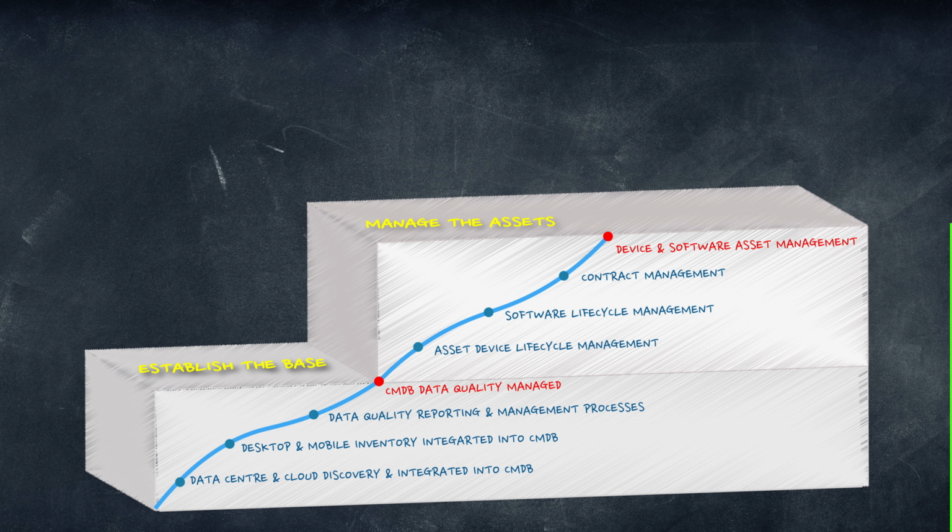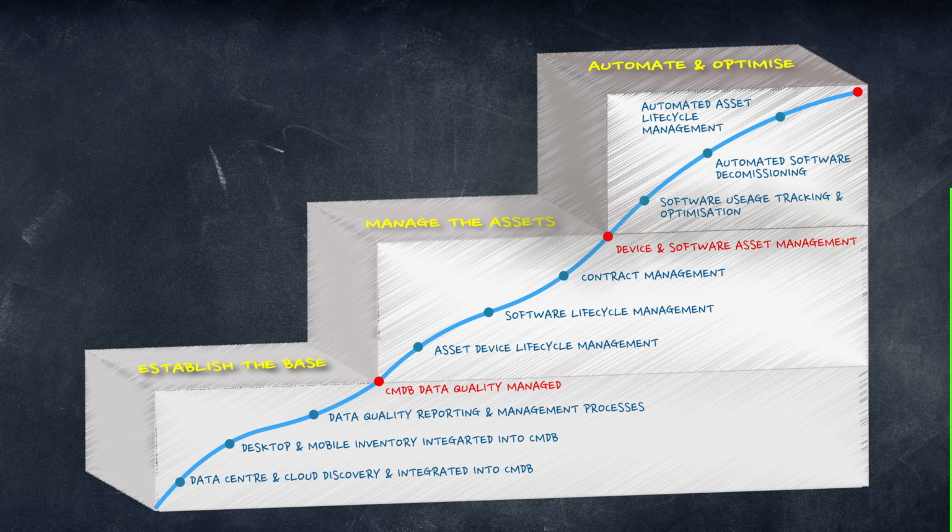Now that you have the relevant assets in the CMDB, start to manage the assets. This includes bolstering up asset lifecycle management, software lifecycle management, and contract management processes. The final phase is where you optimize use of assets by improved tracking, usage, and decommissioning processes.